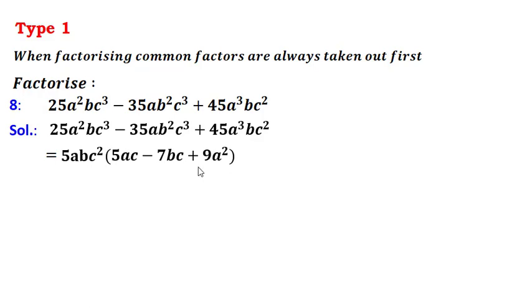So 25a square b c cube minus 35a b square c cube plus 45a cube b c square, if I factorize, I will get 5a b c square into 5ac minus 7bc plus 9a square.